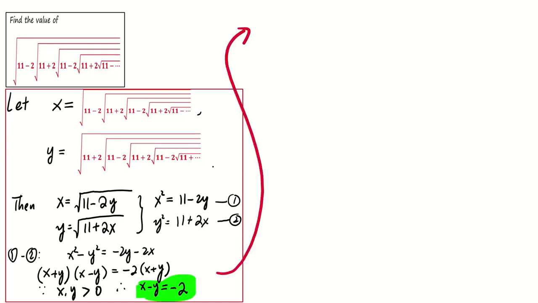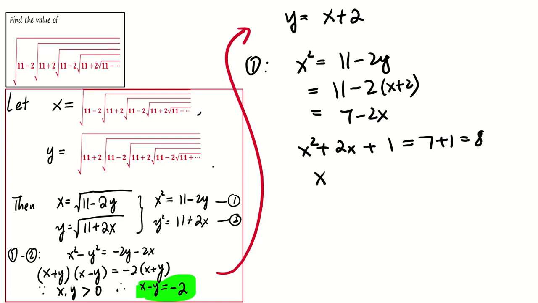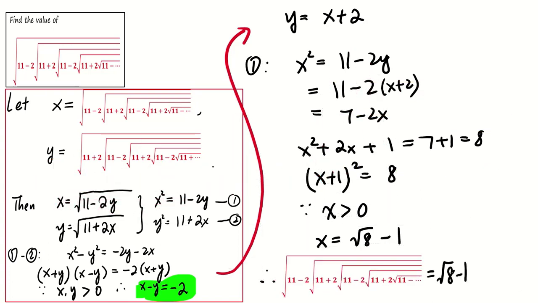Let's continue here. So now we know that y equals x plus 2. From equation 1, x squared equals 11 minus 2y, and it is 11 minus 2(x plus 2), which is equal to 7 minus 2x. And from here we know that x squared plus 2x plus 1 equals 7 plus 1. Completing the square, the left hand side we have (x plus 1) squared, and for right hand side it is 8. Since x is positive, x equals square root 8 minus 1. And therefore the given expression equals square root 8 minus 1, which is about 1.828.